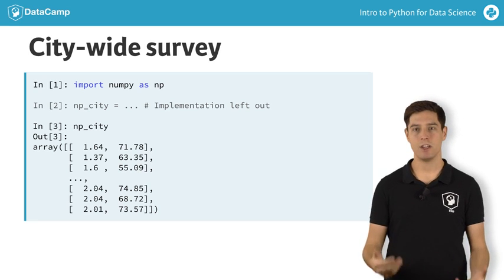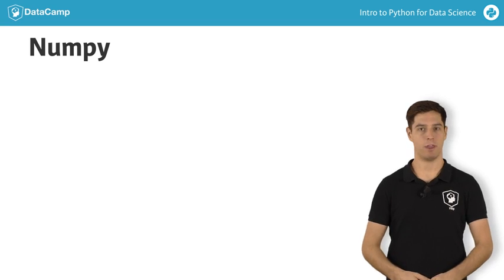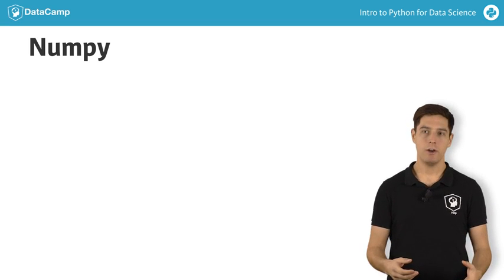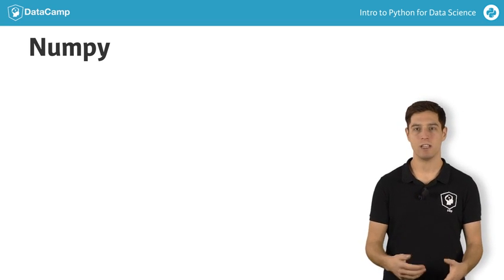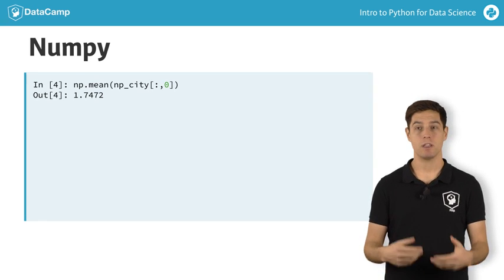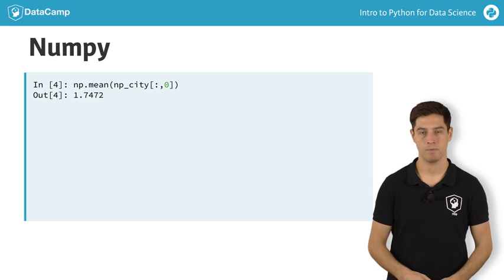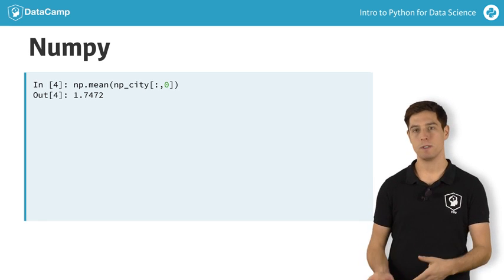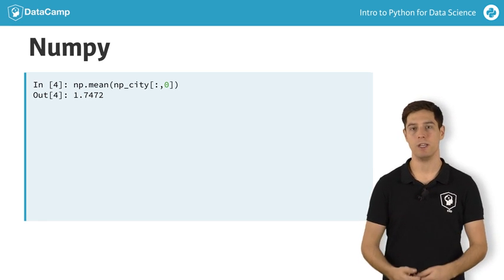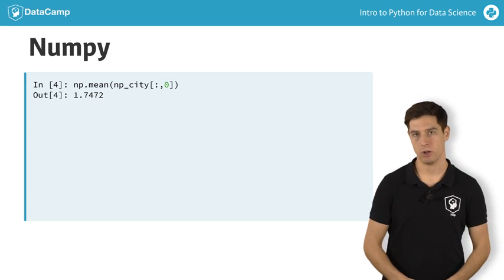Aside from an efficient data structure for number crunching, it happens that NumPy is also good at doing these kinds of things. For starters, you can try to find out the average height of these 5,000 people with NumPy's mean function. Because it's a function from the NumPy package, don't forget to start with np dot. Of course, I first had to do a subsetting operation to get the height column from the 2D array. It appears that on average, people are 1.75 meters tall.